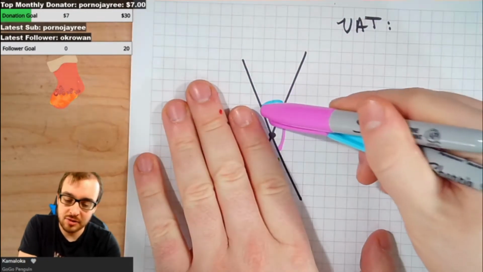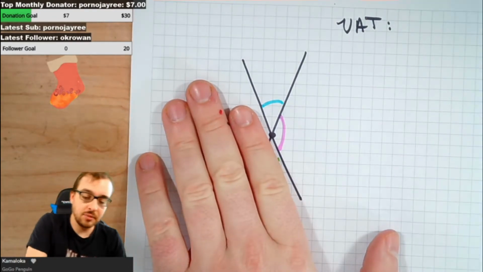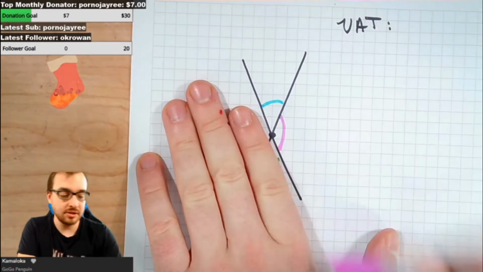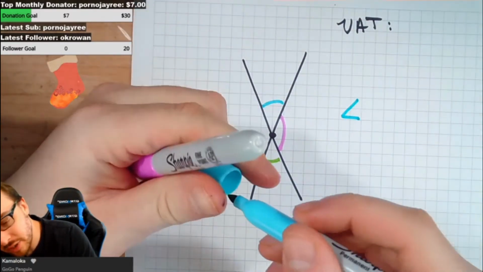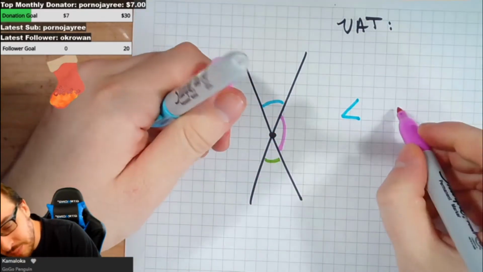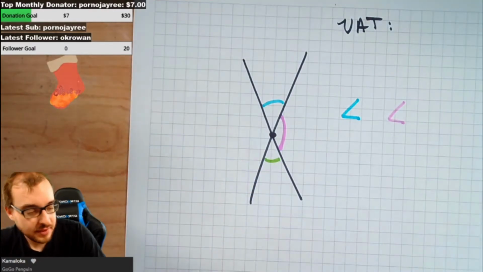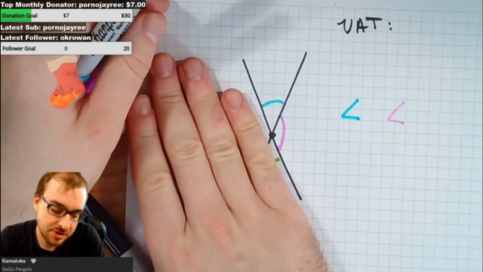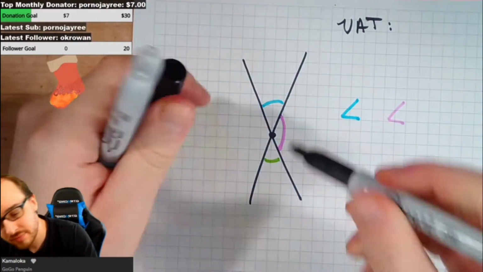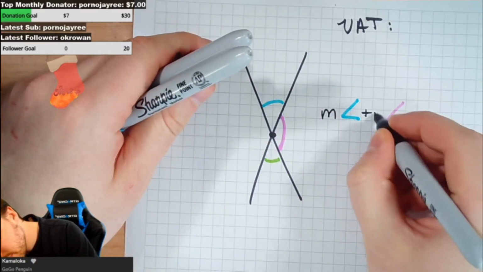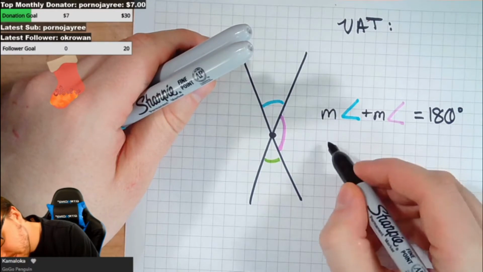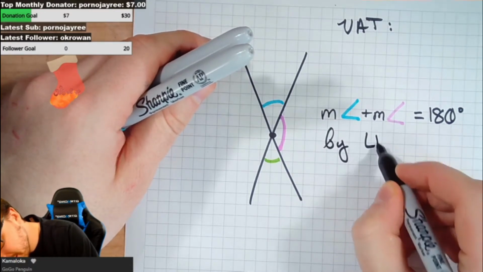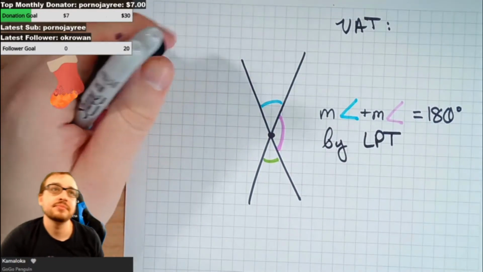So I know that these two angles are going to be 180 altogether. That's linear pair theorem, linear meaning line, pair meaning two. So I know the measure of the blue angle, whatever it is, and the measure of our pink angle, our side angle, adds up to 180 because, again, this is a straight line. And the thing that allows us to say that is linear pair theorem. So by LPT, I know that.